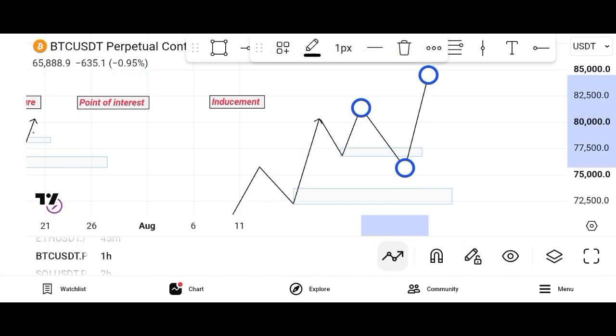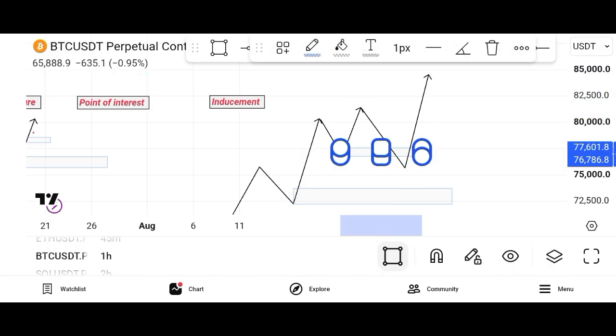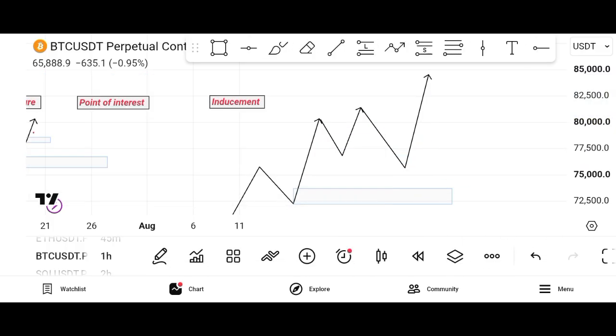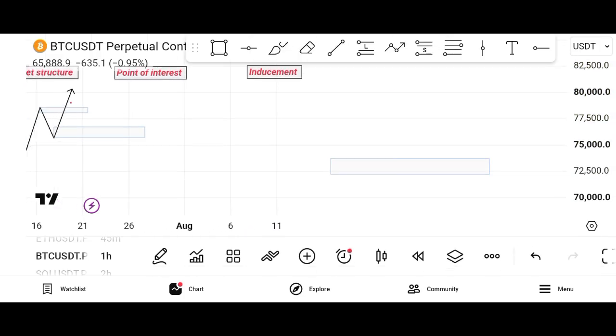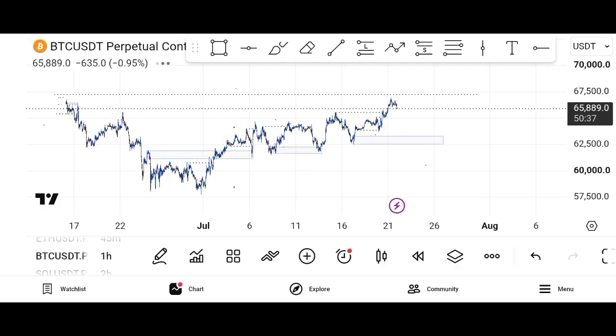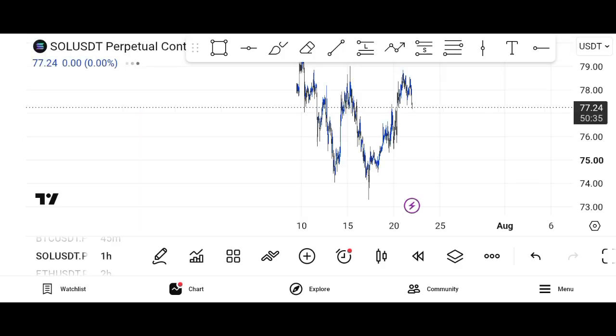So this is just what inducement is in the market. It's just like a trap for traders that aren't aware of it, yeah. But we're still going to be breaking it down even in detail. So let's go to the chart, yeah. I think I was showing you an example.